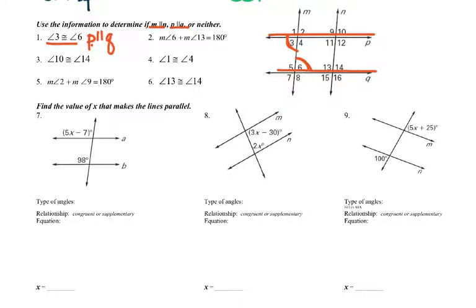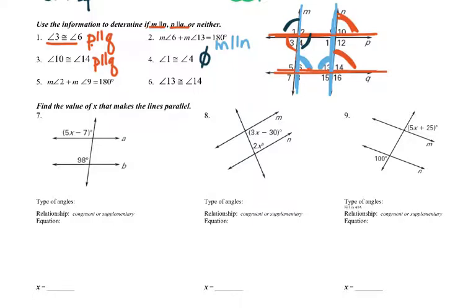What about 6 and 13 adding to 180? Here's 6, here's 13. Those are same side interior. If those add to 180, that makes M parallel to N. What about 10 and 14 being equal? Well, those are corresponding, and again, that's going to make P parallel to Q. Now, it doesn't always have to make something parallel. Like 1 and 4, those are vertical angles. That doesn't make anything parallel.